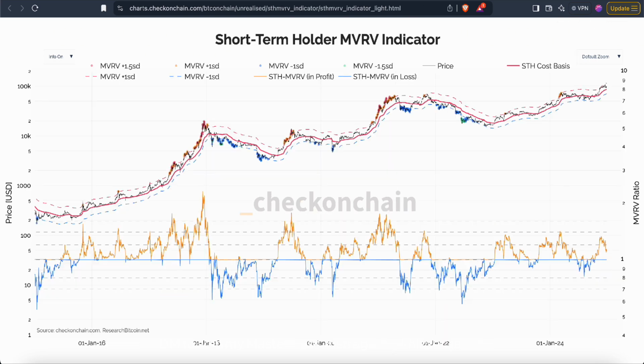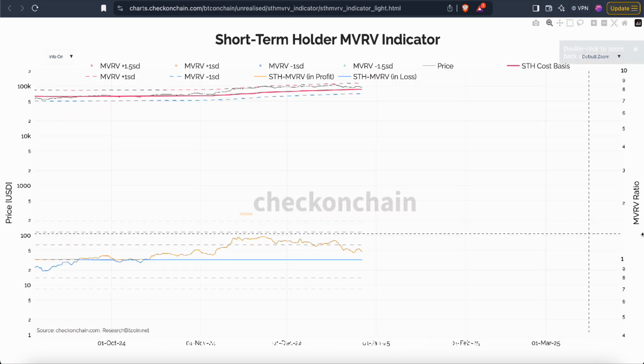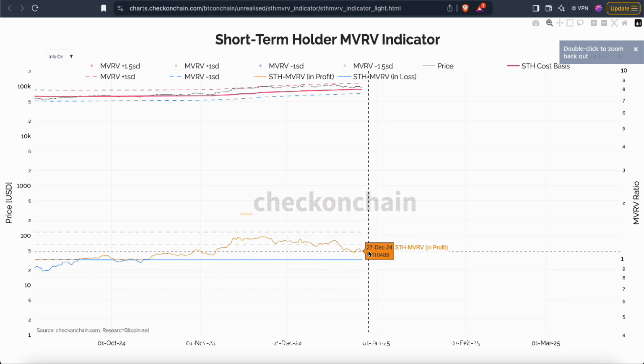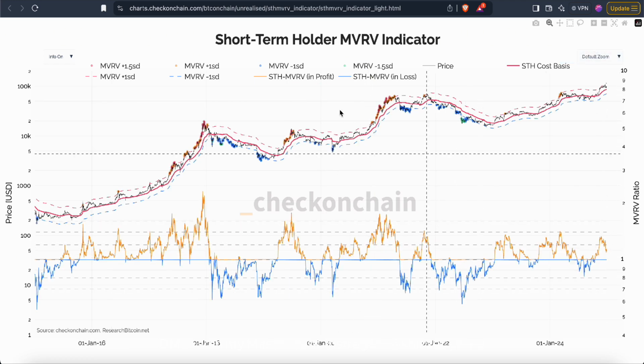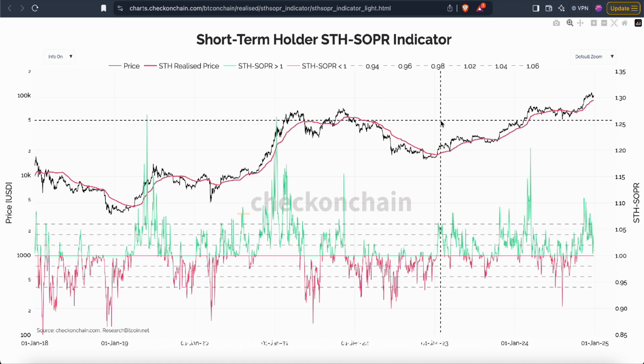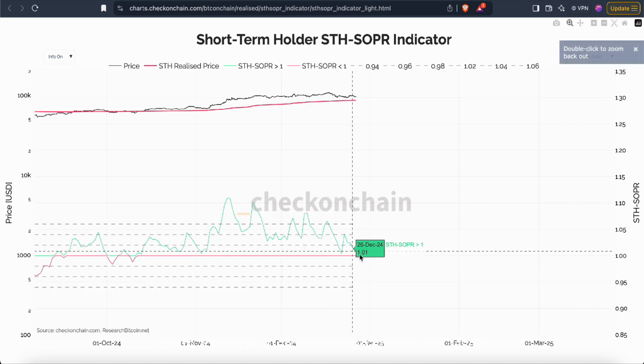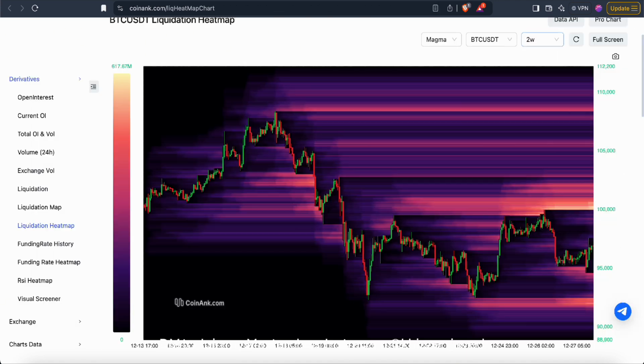The Bitcoin cycle extreme oscillator is still flashing that overbought signal. Short-term holder MVRV, nice. Good to see it go down that much. Then the short-term holder SOPR is also at its midpoint range.